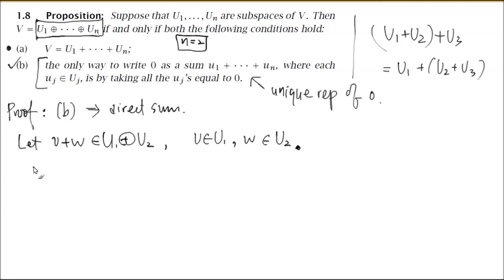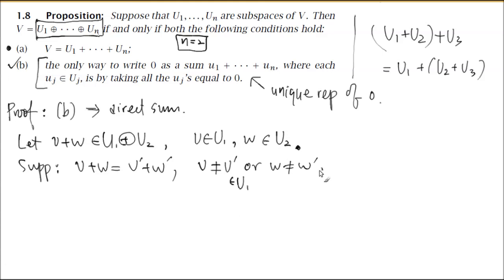So let's say, suppose, what are we supposing? There are two distinct representations. So there's a v plus w and v prime plus w prime, such that v is different from v prime, or w is different from w prime, right? At least something's different. If they're all the same, it's a unique representation. Suppose it had happened, right? And they're coming from u1 and they're coming from u2. Is that right?